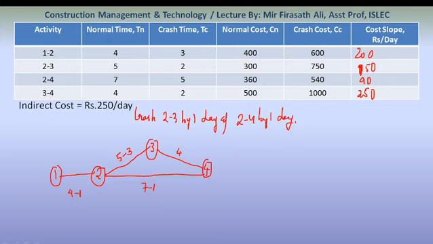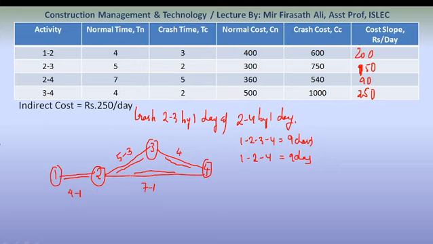Now see, activity 1, 2, 3, 4: how many days? 1, 2, 3, 4, it is how many days? 9 days. Similarly 1, 2, 4, this is also 9 days. The critical path is both paths, the critical path remains the same.